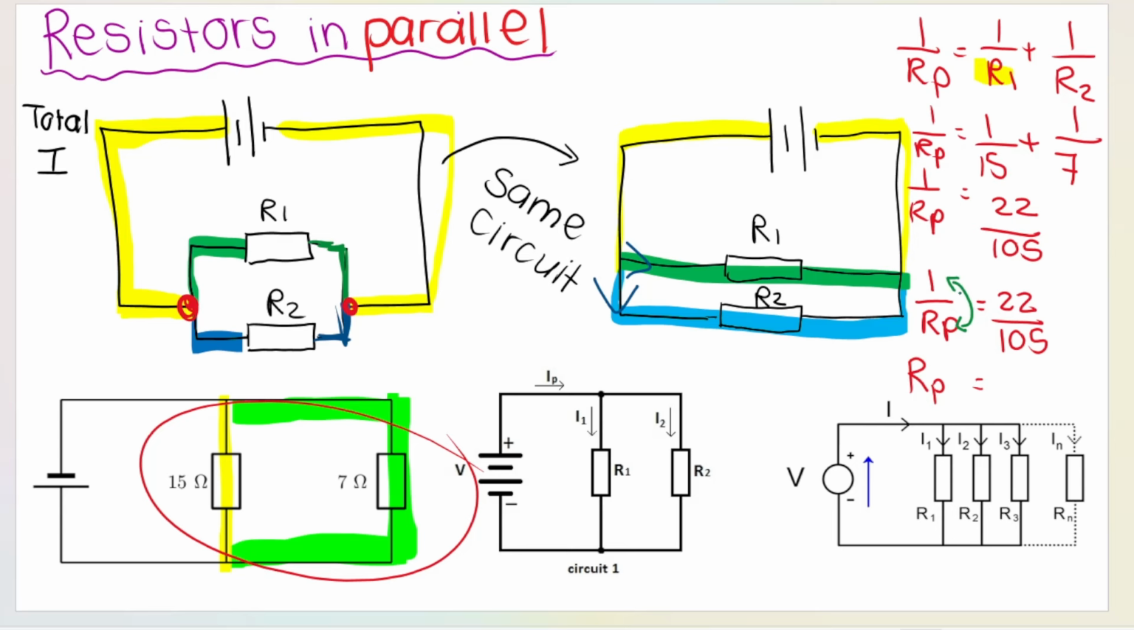Because I'm flipping this fraction, I need to do the same thing to the other fraction. So it's going to be 105 over 22. And you can work that out on your calculator, 105 over 22. And I get Rp as being 4.77 ohms. Okay, so you flip this fraction, and then work out an answer. Remember, write it to at least two decimal places, and there's my unit.